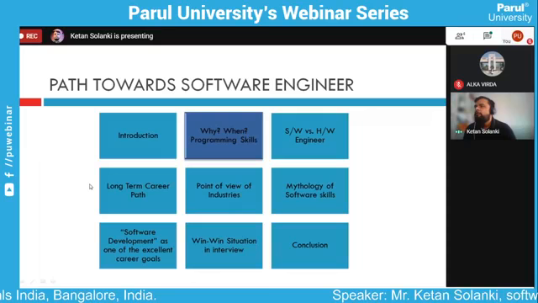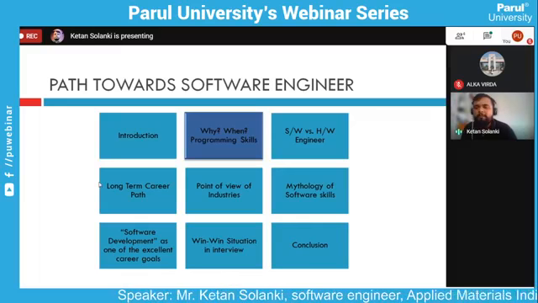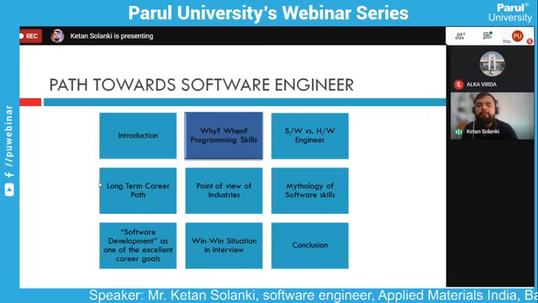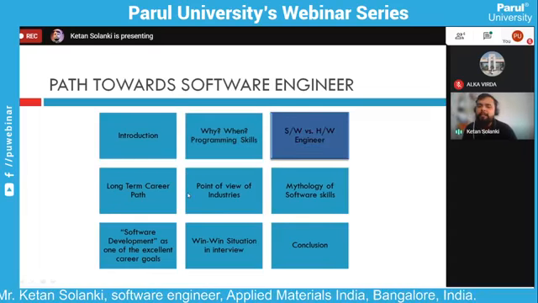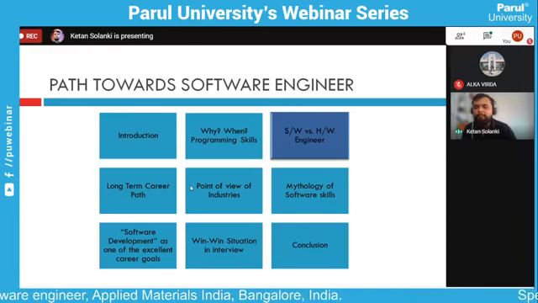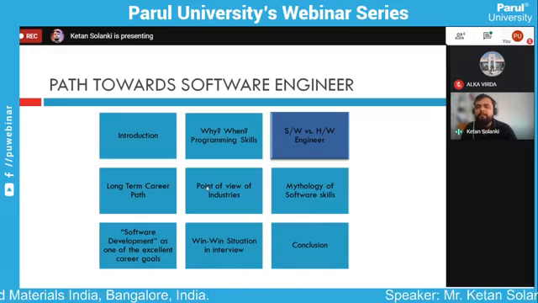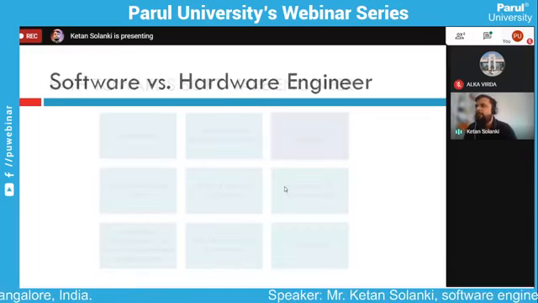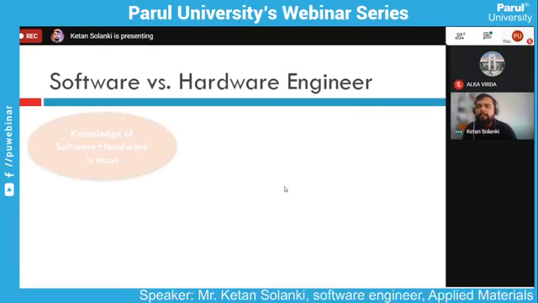So, before going to programming skills, what are the programming skills an engineer should have? We'll first figure out what a software engineer stands for. We have concepts like software engineer as well as hardware engineer. They are not exactly opposite, though we believe they are, like software engineers mostly deal with software only, and hardware engineers mostly deal with hardware only. That is not the case.